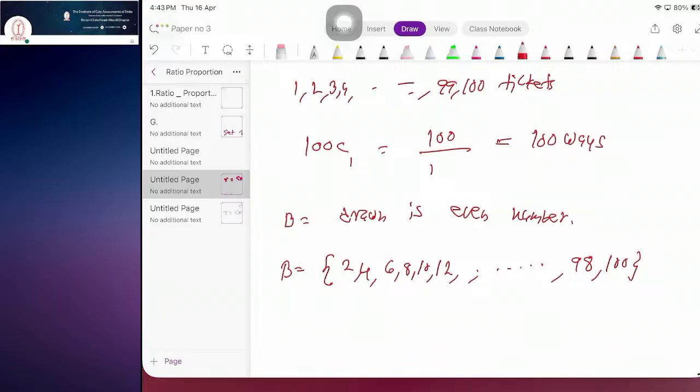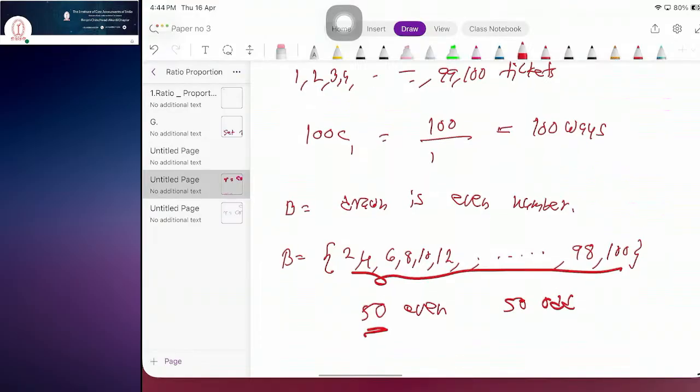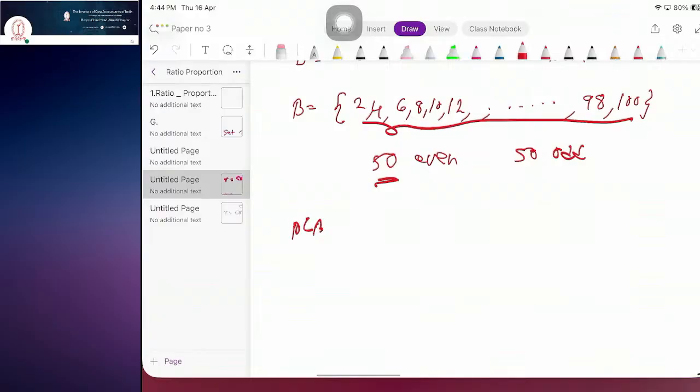So how many tickets will you get in total if the ticket selected is of an even number? Between the numbers 1 to 100 there are 50 even numbers and 50 odd numbers. So 50 is your answer. This total value will be 50. So the probability of B, that is the probability that the ticket selected is an even number ticket when all the tickets are numbered 1 to 100 in a sequence.